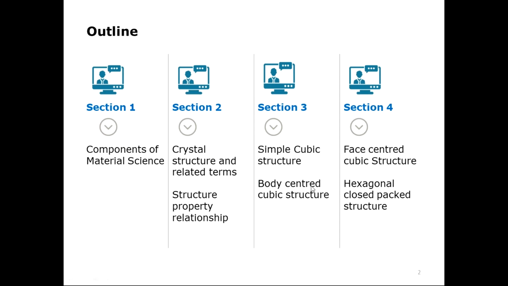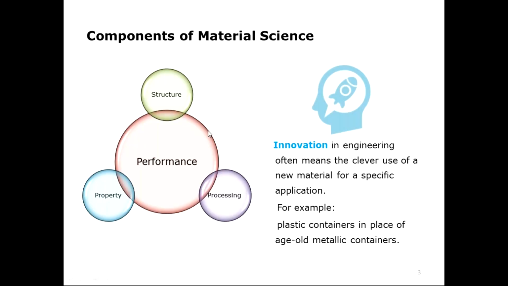Simple cubic structure, body centered cubic structure, that is BCC, and FCC patterns, face centered cubic and hexagonal close packed structure. So these different types of structures provide the properties to the material, and that is what we will be discussing. For that you have to understand a few basic terms. This will be our first important part. Now the first part is nothing but the material science components.